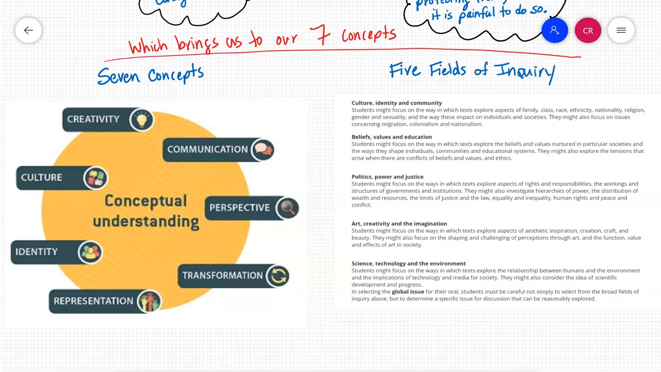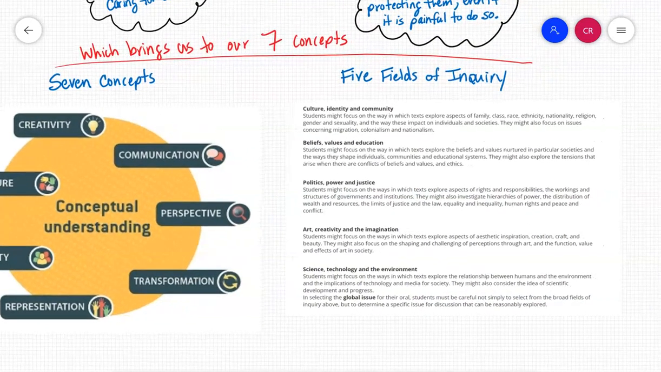We also have 5 fields of inquiry. And inquiry means to ask questions, to inquire about something. And the 5 fields of inquiry that we ask you to focus on in IB are right here. They are culture and identity and community, belief, values, and education, politics, power, and justice, art, creativity, and the imagination, and science, technology, and the environment.